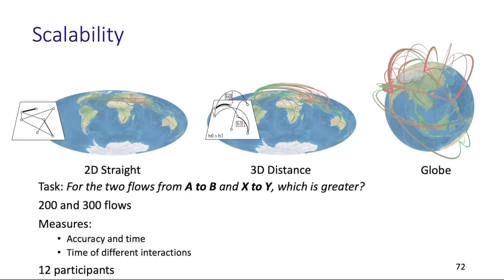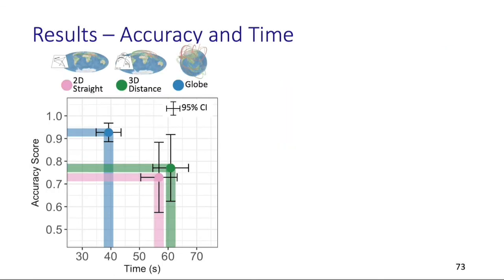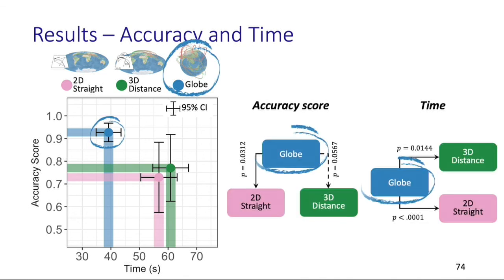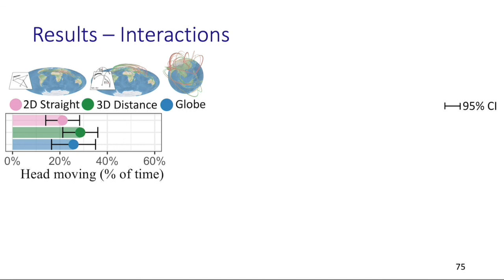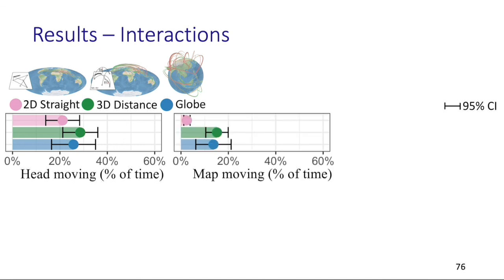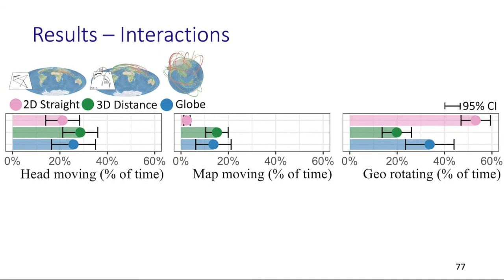In order to explore the upper bound of scalability, we tested the 3 visualizations on a large dataset in another user study with 200 and 300 flows. I promise this is the last user study. So the globe is the winner in both accuracy and time very clearly. We then look at the interactions. Similar to the second study, we found the head moving is similar in all visualizations. Again, very similar to the second study, people do not like to move 2D straight at all in immersive environments. In terms of georotation, people spend a lot of time rotating the 2D straight maps.